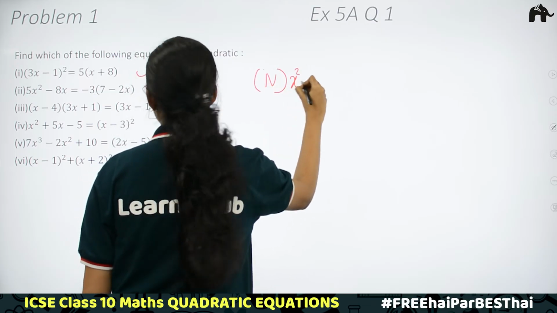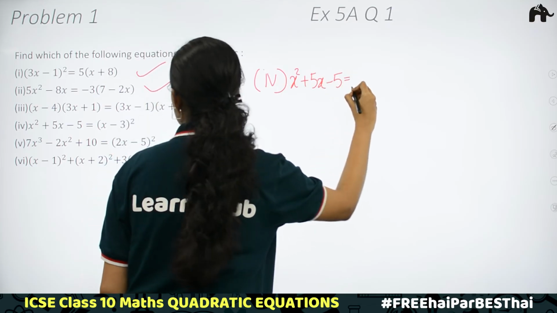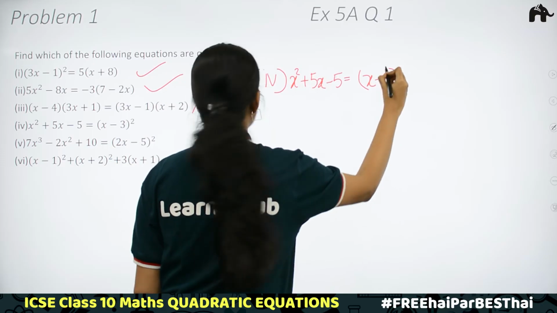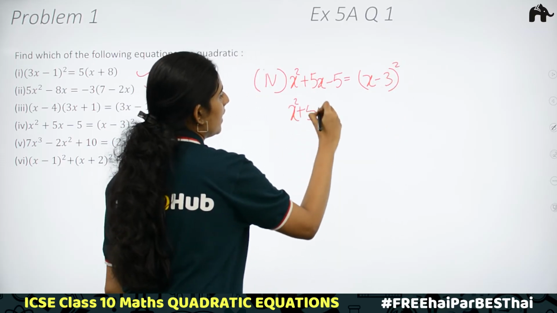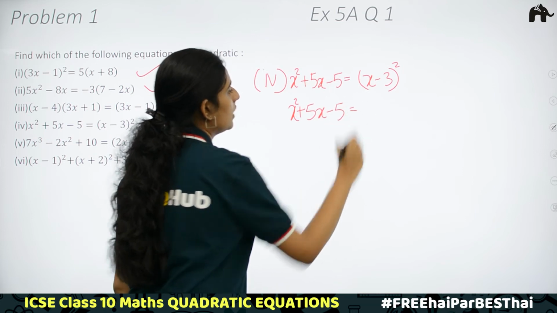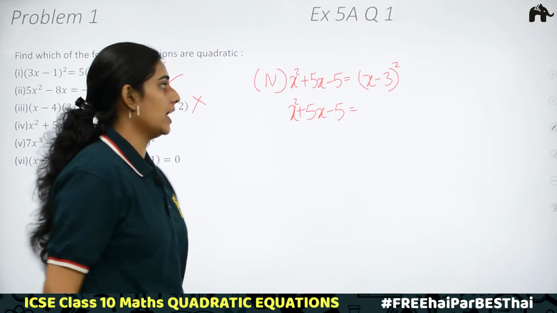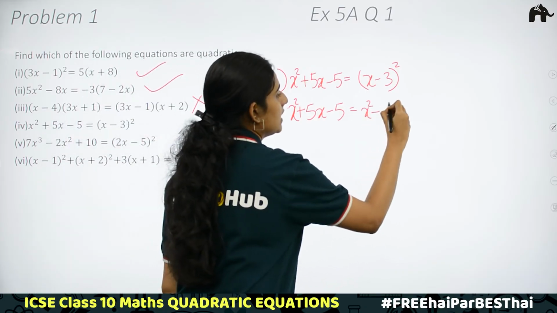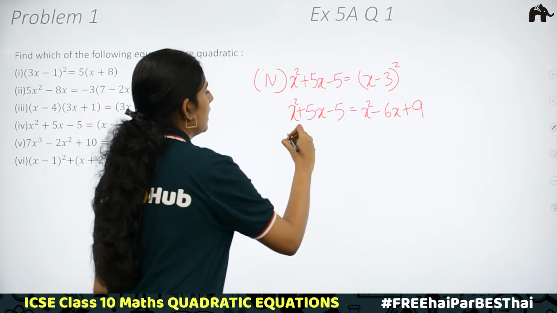X square plus 5x minus 5 is equal to x minus 3 whole square. Using (a minus b) whole square is a square minus 2ab plus b square, that is x square minus 6x plus 9.